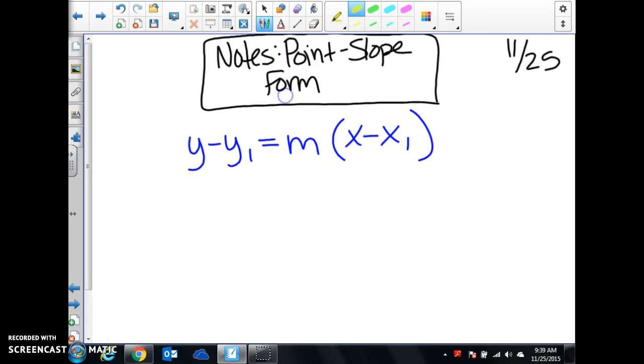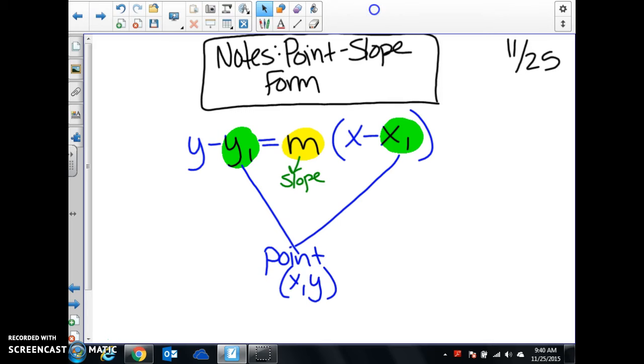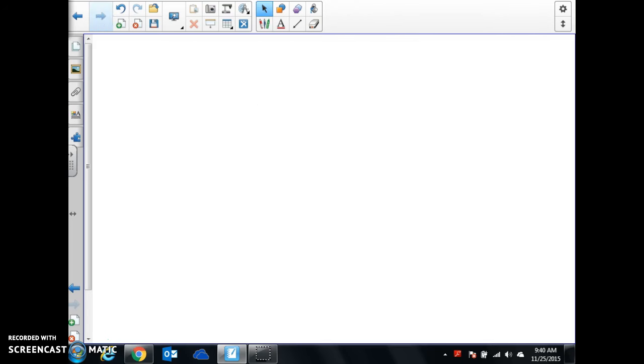All right, so here is our slope. Immediately when we see m, we should know that that is slope. And then somewhere within all of this, we have to have a point. So if you look on here, x1, y1, that's our point. So these two together make our point, x, y. They're going to give us a slope and a point, and we can plug in and convert to however we want. All right, so let's go ahead and start with example number 1.